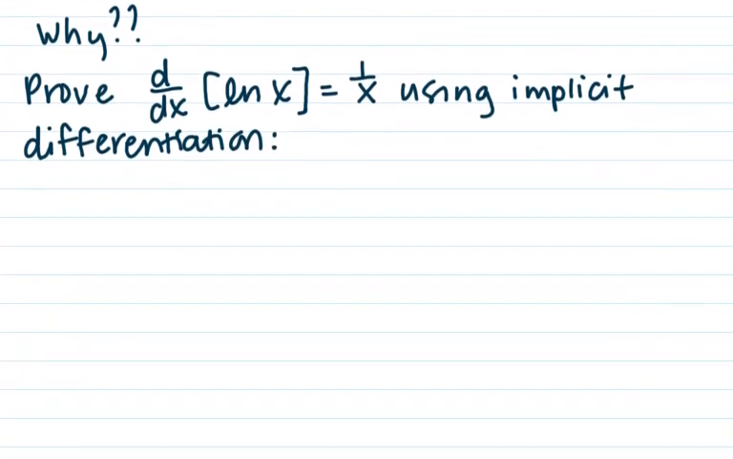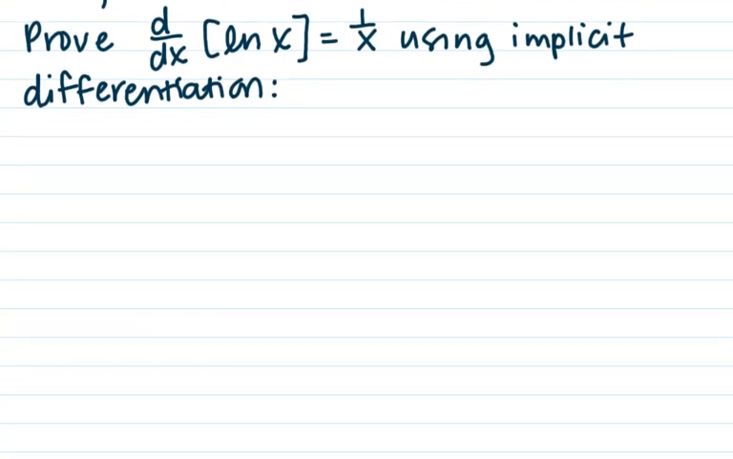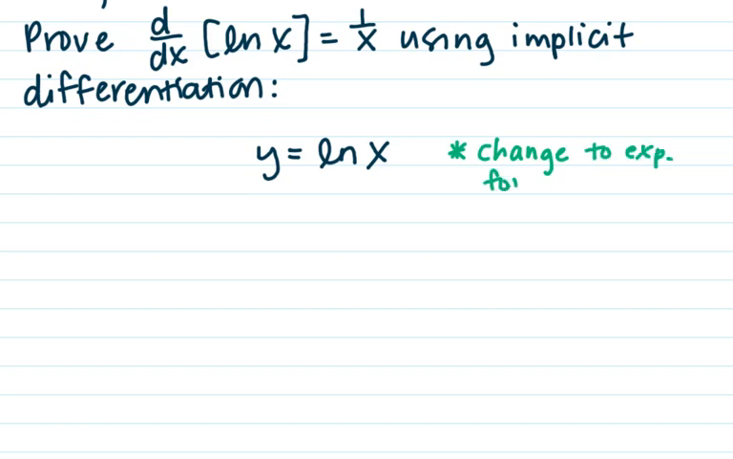Okay, so let's say we have y equals natural log of x. And we're going to first rewrite this in exponential form, since that's what we do understand how to take the derivative of. So first let's change it to exponential form. So remember to do that, we're thinking e raised to some power y gives us x.